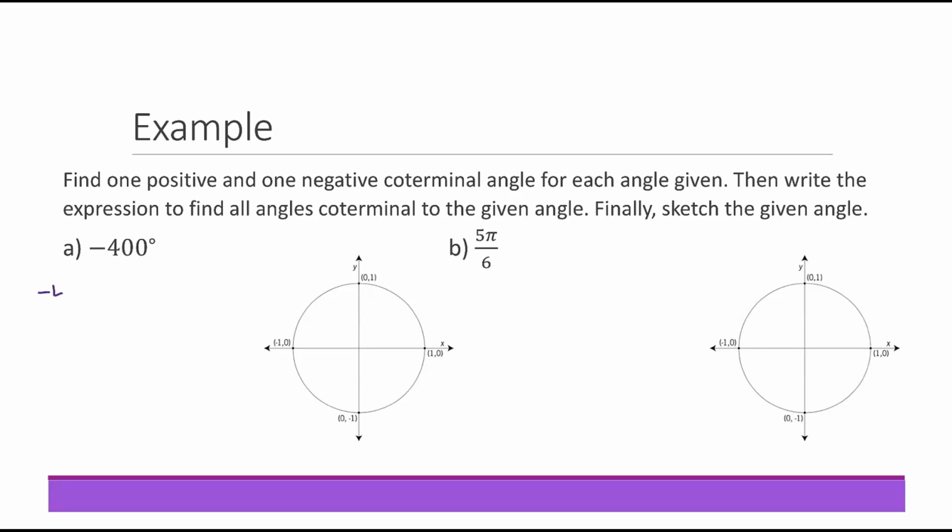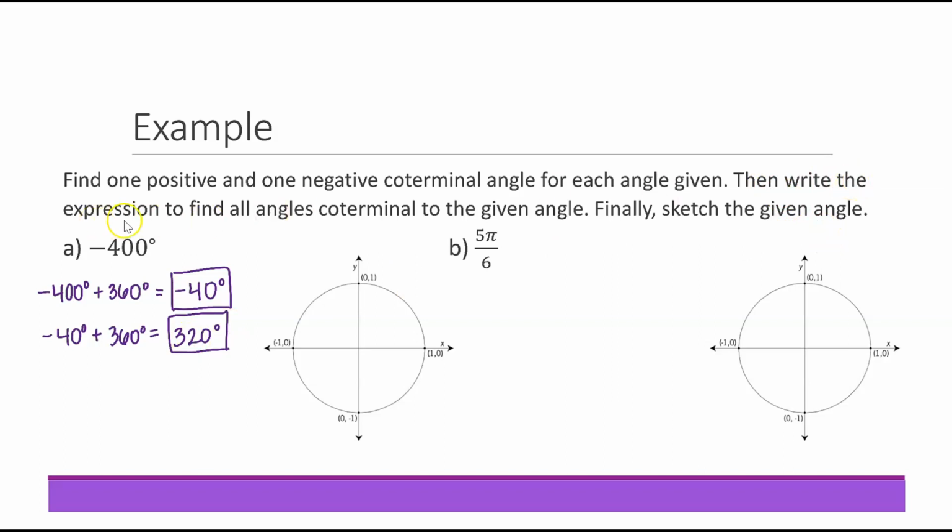So here we'll go ahead and start with -400 degrees. If I add one copy of 360, I'm going to end up with -40 degrees. So I've actually now found one negative coterminal angle to -400. I have -40. So that itself is one of my answers. But I'm going to have to do it again. I'm going to have to add 360 to -40. And that will finally give me a positive angle. That's going to give me 320 degrees. So I found one negative and one positive coterminal angle.